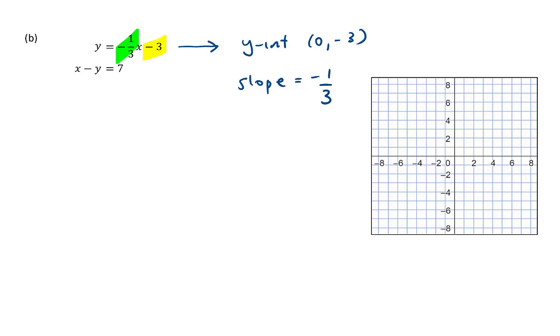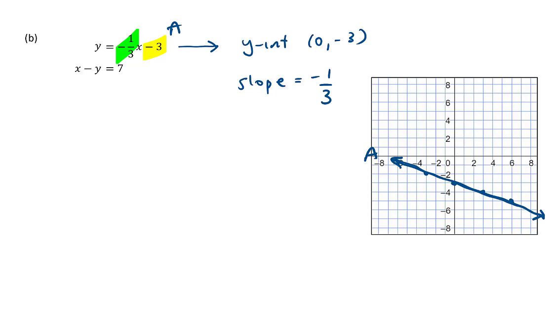So with this line, we're going to start down here at negative 3. And then since there's a negative in the top, we're going to go down 1 and to the right 3 to get the next point. So let's do that twice. And there is our first equation. If I want, I can go to the left 3 and up 1, if I want to go to the left of that intercept. So there is line A.